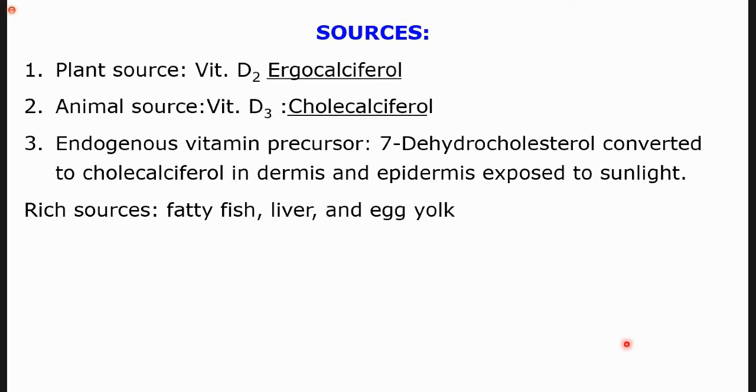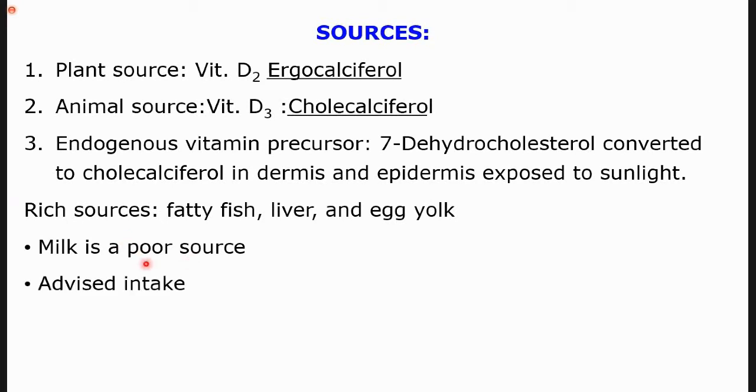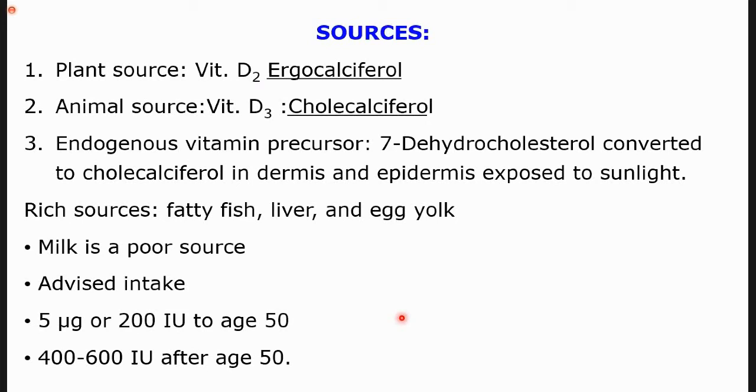As many may think that if milk is a good source of calcium, it may be a good source of vitamin D, but unfortunately, it is a very poor source of vitamin D. Milk is a very poor source of vitamin D. So the advised intake is approximately from 5 micrograms to 200 international units to age 50, and from 400 to 600 international units after 50 years of age.